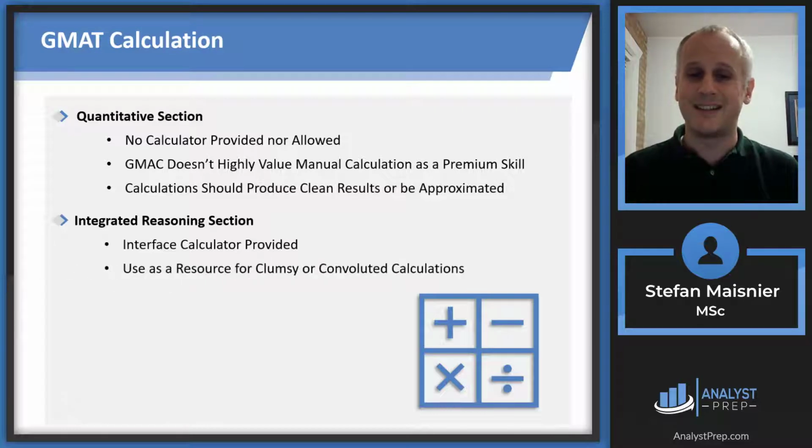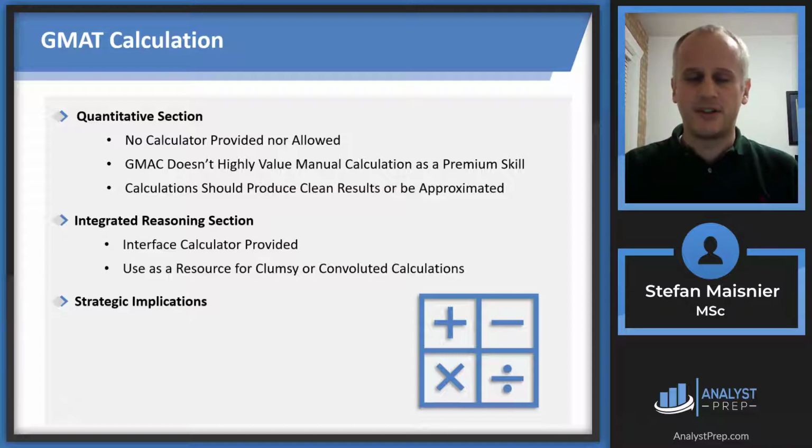And for that reason, there can be clumsy and convoluted calculations within the integrated reasoning section. You'll want to use the integrated reasoning calculator if they're asking you to multiply, say, 250,000 times 34.8. That's not an easy manipulation necessarily, and they're recognizing that you should be aware of the calculator's existence to simplify the amount of time that it should take you to do that sort of clumsy calculation.